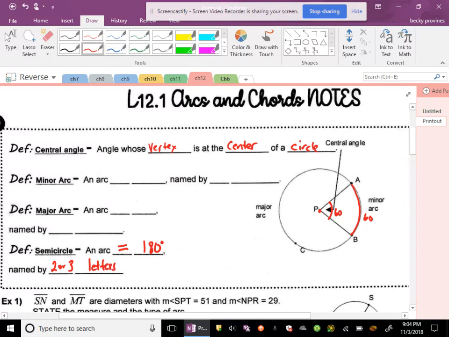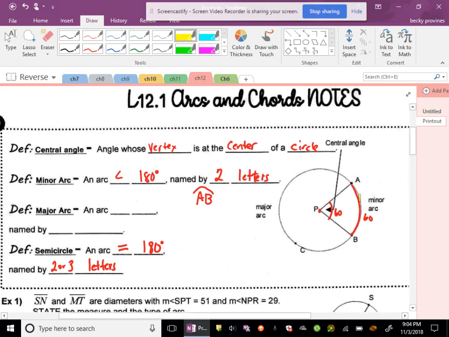So when you have a minor arc, it's going to be less than 180 degrees. And minor arcs are always named with 2 letters. Now, when you're doing this, this is always the closest path to each letter. So if I say, look at arc AB, there's always going to be an arc on top, so you know it's not a segment.